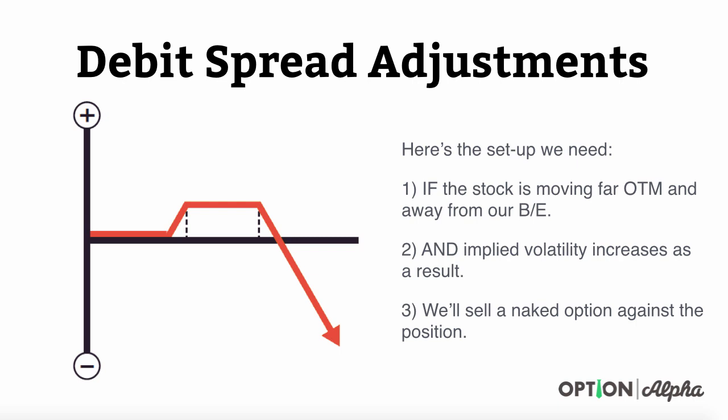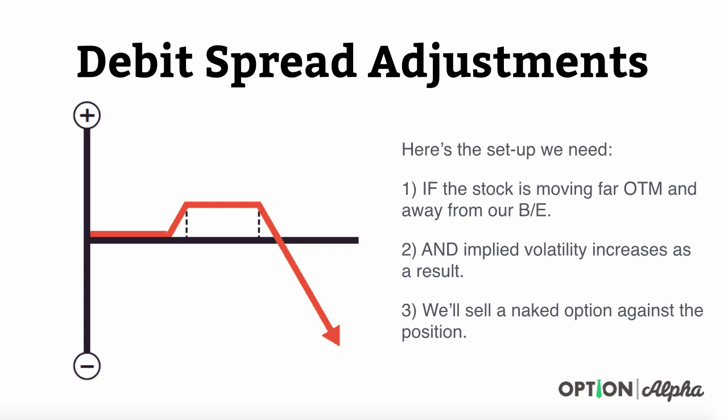Number two is that implied volatility has got to increase as a result of this. Now, if you're trading directional call debit spreads and the market starts to go down, we'll typically see a rise in implied volatility anyway as a result. But this is also a requirement of this trade.